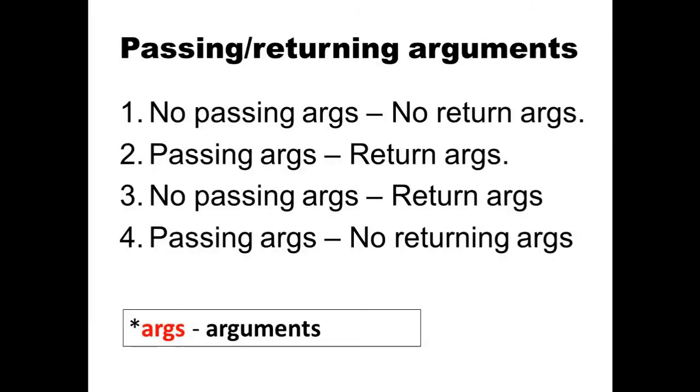So here is the passing or returning of arguments. What are arguments? The number of items of different data types which we are passing inside the brackets of a method. For this I'll show you one example, don't worry.